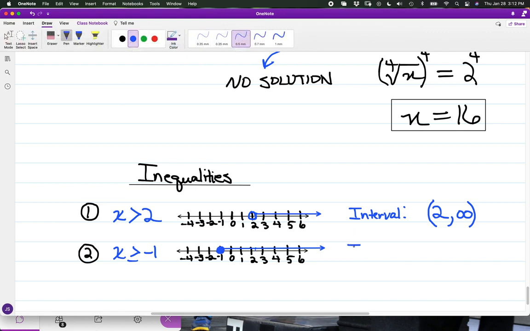Again, with interval notation, we have activity going in the same direction. Now, -1 is included, and this number is going to be in the brackets.